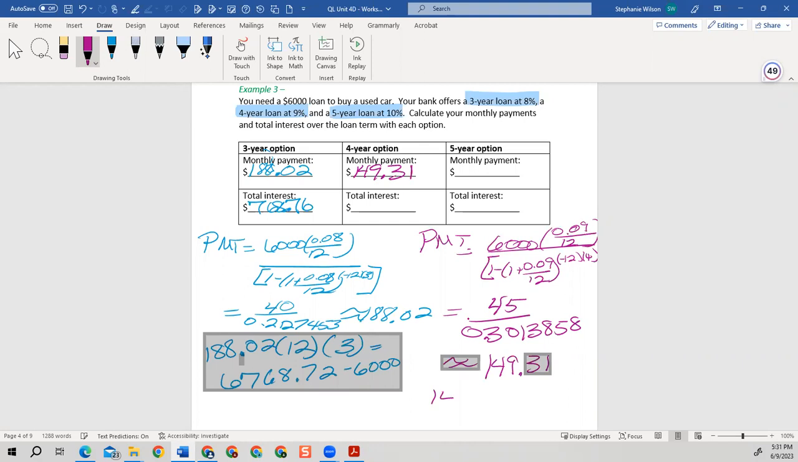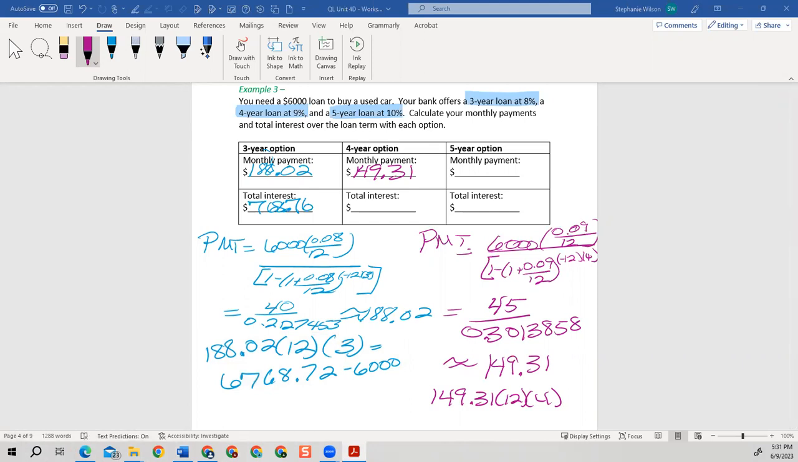So what we want to do is take that $149.31, multiply it by 12 times 4 years to get our total payments, or the total amount that you're going to pay towards this, and then we're going to subtract that $6,000 again. So I get 7166.88 minus 6,000. So our total interest that you're going to pay for this one would be $1,166.88. And now let's figure out for the 5-year loan, which has a different interest rate.